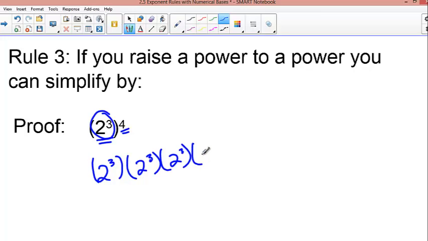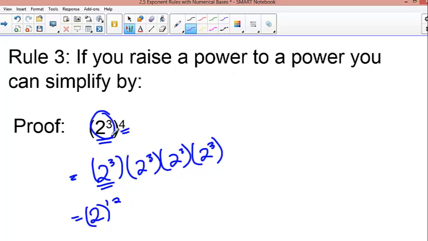So I'm just going to write that out in semi-expanded form. I could expand these 2 to the power of 3s if I wanted to, but why not just use rule 1 to simplify this now? This would be a base of 2, but an exponent of what? 3 plus 3 plus 3 plus 3. Well, that works out to be 12.